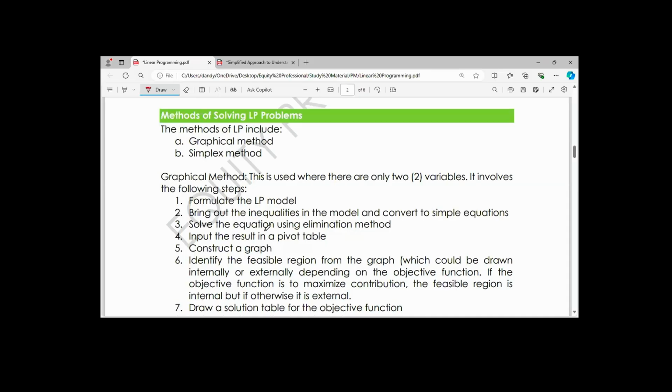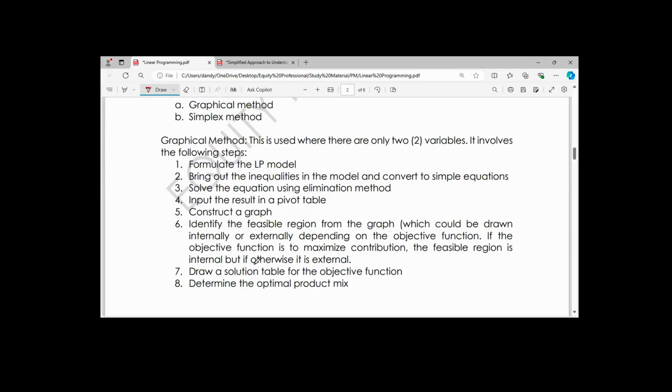Then after that, you construct your solution table, okay? This is where you are going to have your optimal mix. This same solution table is where you are going to make a decision. Then step 6, you determine the optimal production plan. Then step 7, you determine the profit achievable. So these are the procedures you are expected to carry out whenever you want to determine the optimal production plan that will maximize contribution or minimize cost for an organization.